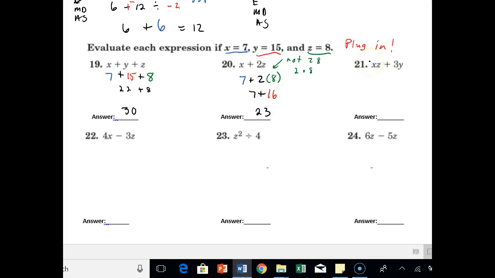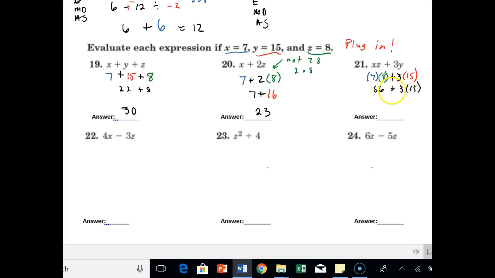Let's try number 21. We have x, which is, again, 7. So plug it in with parentheses, 7. Z, which is 8. Plug it in with parentheses. That's not 78. That's 7 times 8. Plus 3, and then plug in y, which is 15. So notice, instead of the letters, the variables, I have the numbers that they're equal to, right? So 7 times 8, we do multiplication first. Those aren't parentheses, it's multiplication. So 7 times 8 is 56, plus 3 times 15.